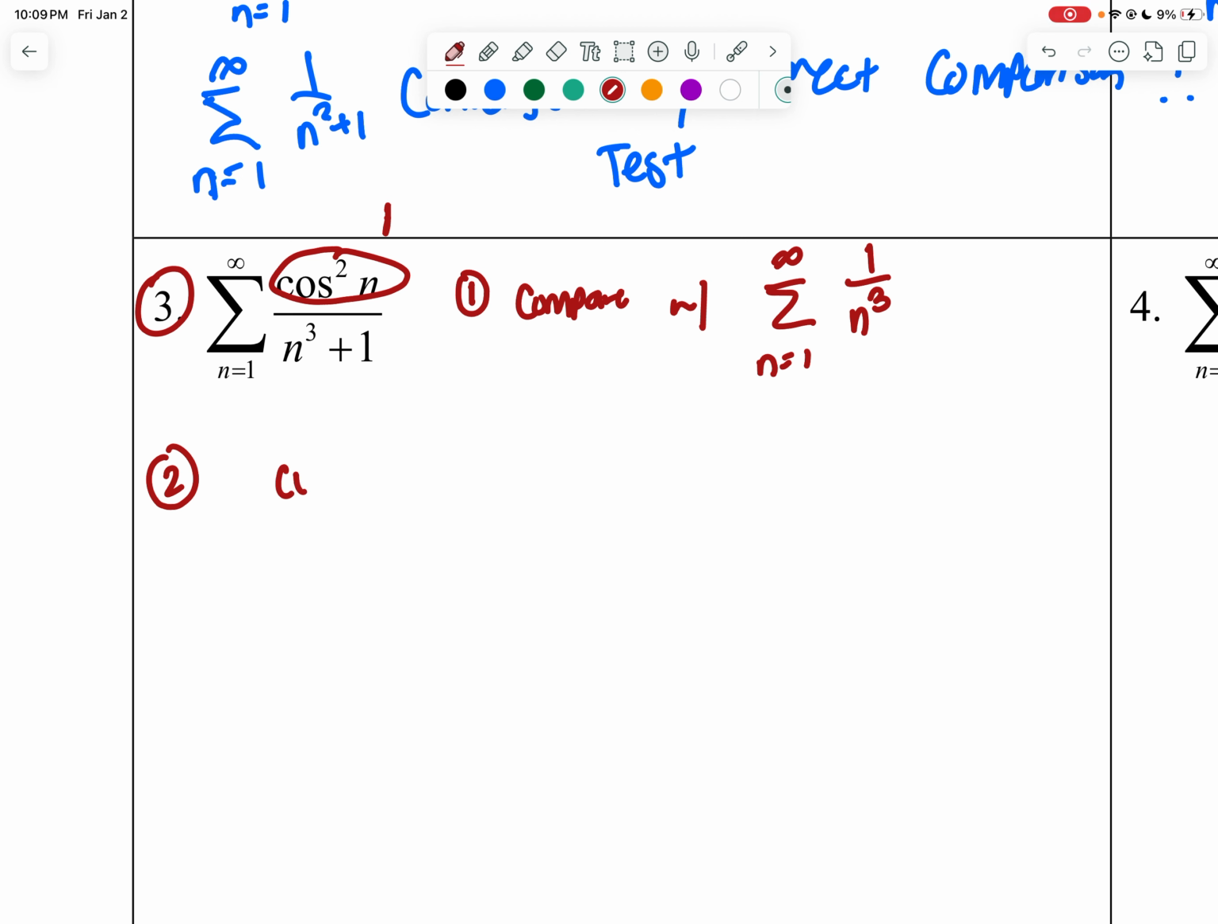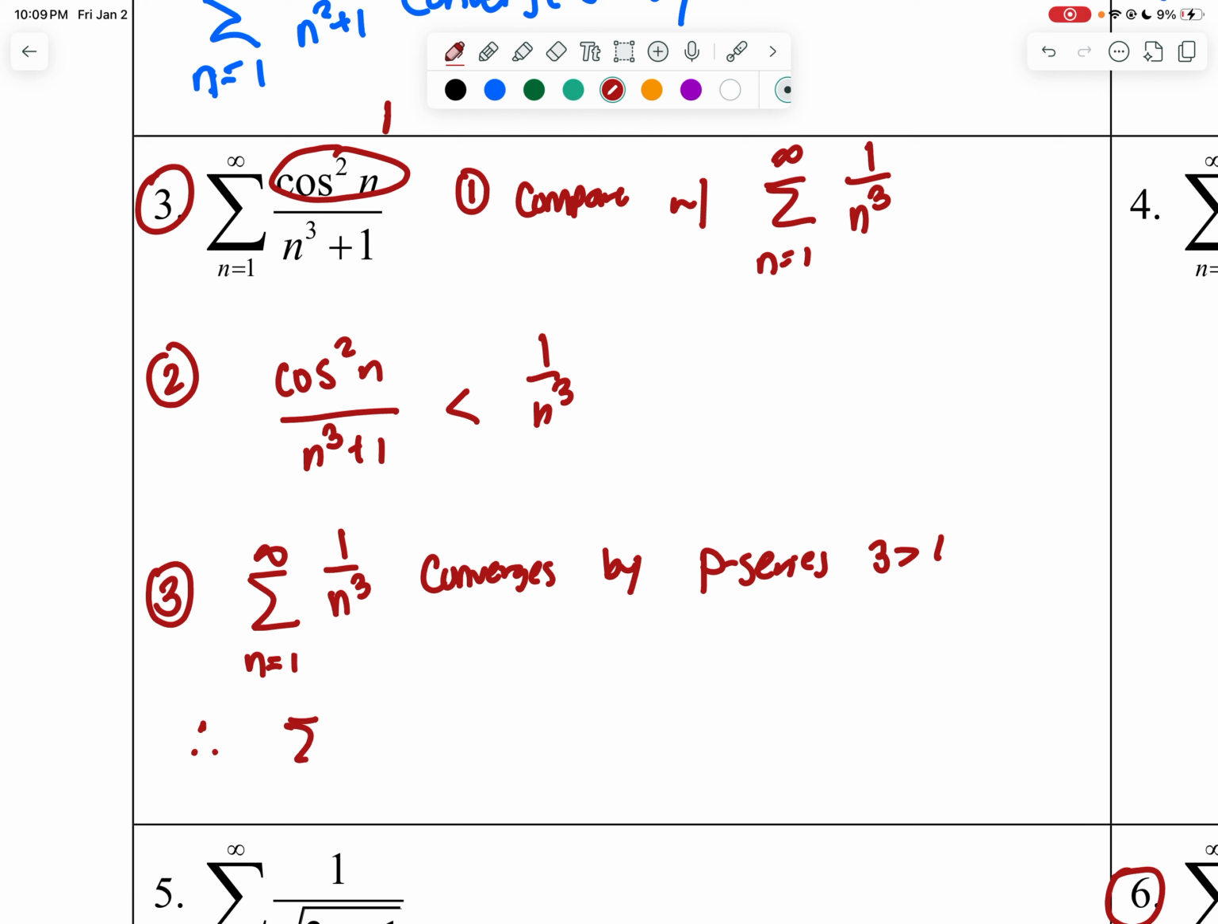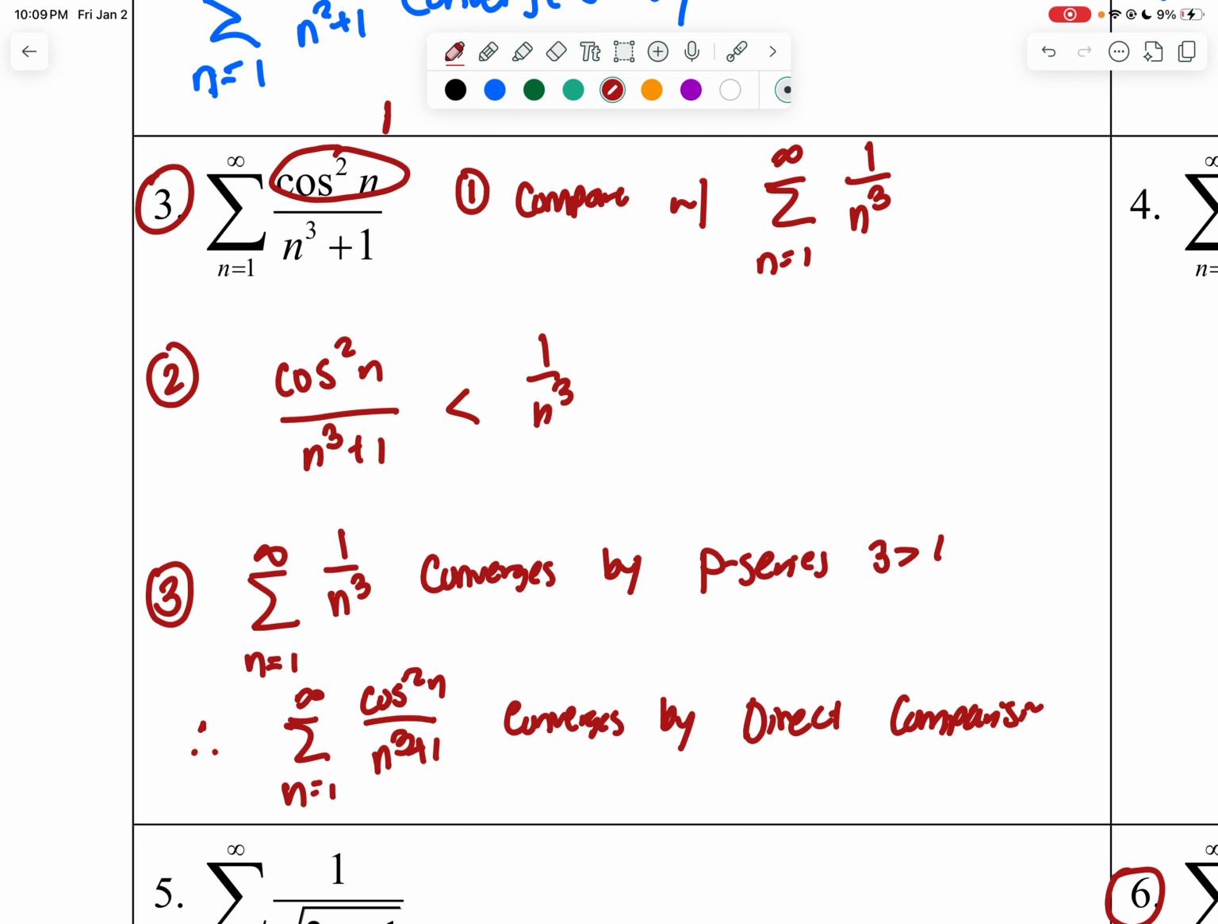So then we have cosine squared of n over n cubed plus 1, and then 1 over n cubed. And then we are just going to tell me, hey, we know that 1 over n cubed converges by p-series because 3 is greater than 1. Therefore, my original series converges by direct comparison. Yay.